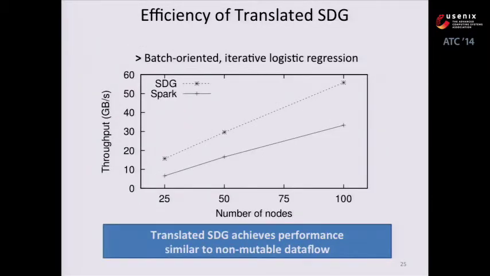In the next experiment, we wanted to understand how efficient the stateful data flow graph representation is, and for that we run a batch-oriented iterative logistic regression algorithm, and we report the results for Spark and stateful data flow graphs. The results show that SDGs are slightly faster. The main reason is probably the scheduling overhead in Spark, because in contrast, in SDGs, all the tasks are always live. So the outcome for this experiment is that the translated representation that we get achieves a performance which is similar to non-mutable data flow systems.